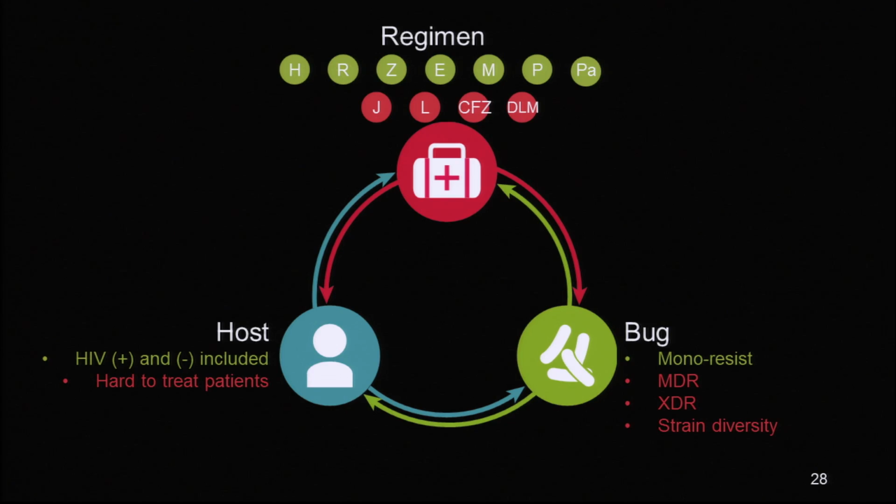So this is what we've implemented so far for our systems pharmacology model. We've looked at 7 known TB drugs with the ability to add more later. For our host, we've already included HIV positive and negative, but we'd like to consider how to treat patients, as mentioned this morning. For our infection, we are currently just looking at monoresistance, but we have the potential to move into MDR and XDR, and also strain diversity.